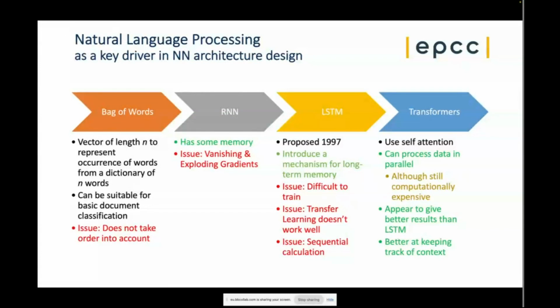So that improved the memory and improved the vanishing and exploding gradients, but they're still difficult to train. They proved bad for transfer learning, the idea of taking one model and applying it to a different related data set. It didn't seem to work very well with LSTM. And the other problem with the LSTM architecture is that it's inherently a sequential calculation, because the backward links are things that you have to do in a certain order, so it takes a very long time to calculate.